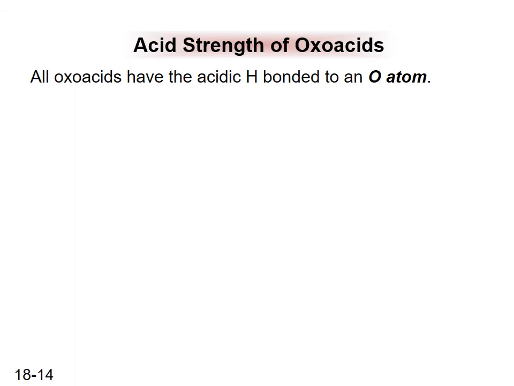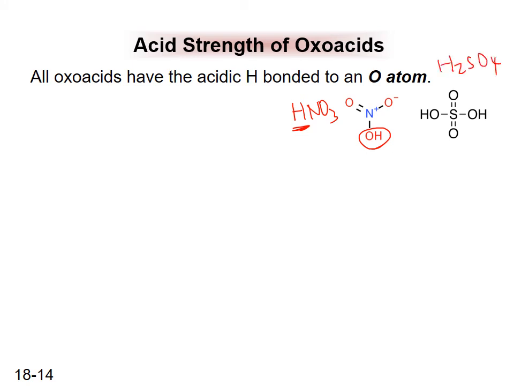All oxo acids have the acidic hydrogen bonded to an oxygen atom. Here shows two examples. The first one is nitric acid, HNO3. This hydrogen is bonded to an oxygen atom. The second one is sulfuric acid, H2SO4, which is a diprotic acid. The two hydrogens are both bonded to oxygen atoms.